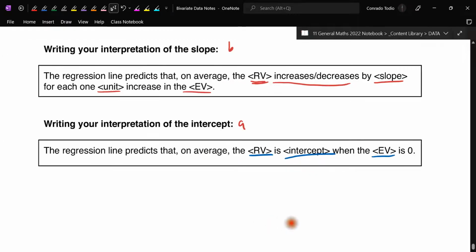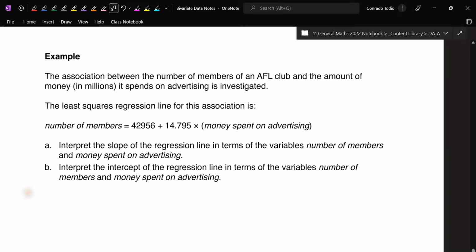So let's actually, we can use either one. These ones look a bit more simple, so I might use that. So let's try to interpret them. Interpret the slope in terms of the variables and interpret the y-intercept.